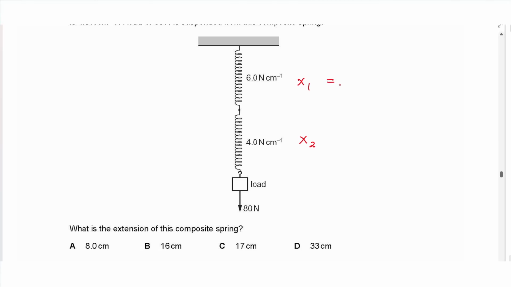So the first extension is equal to the force divided by the spring constant. So we have 80 divided by 6.0, and we have 80, the same force is transmitted, divided by 4.0, and then we add these two together. That will give a total extension of 33.3 recurring, so we choose D.